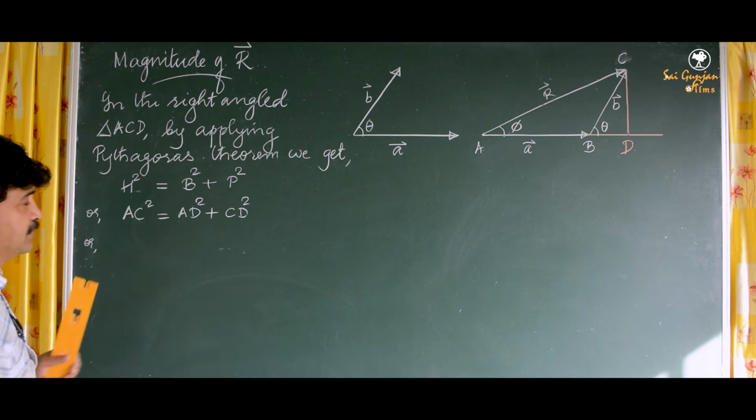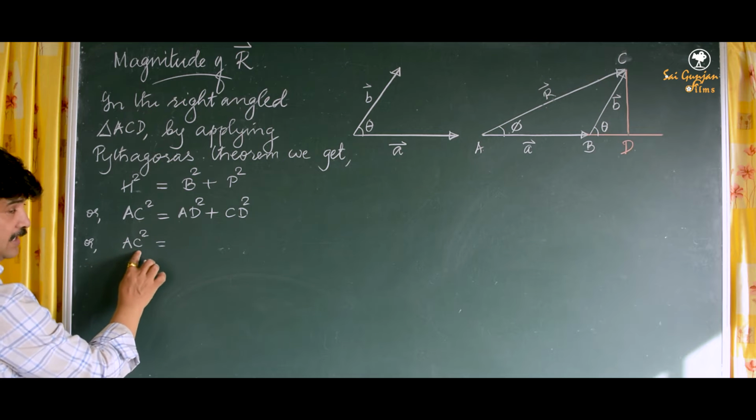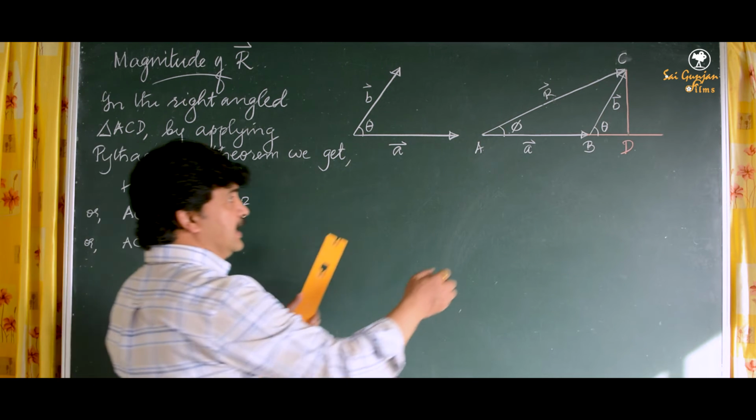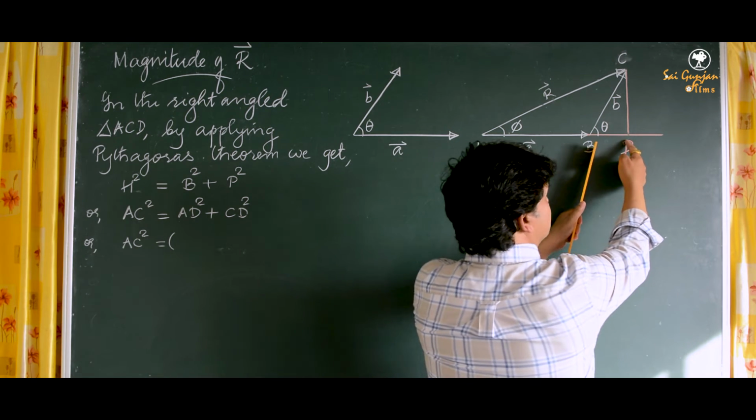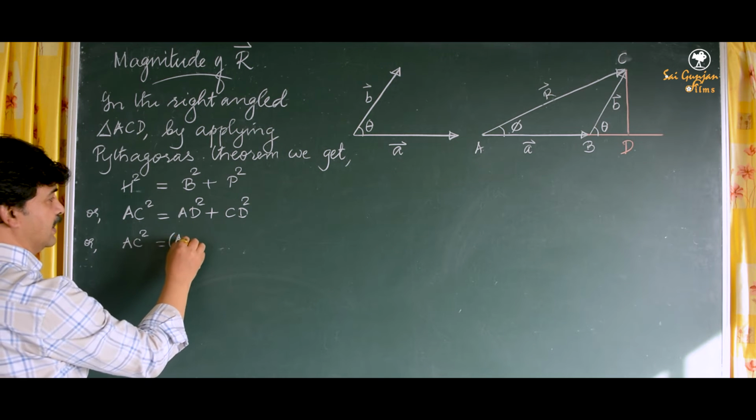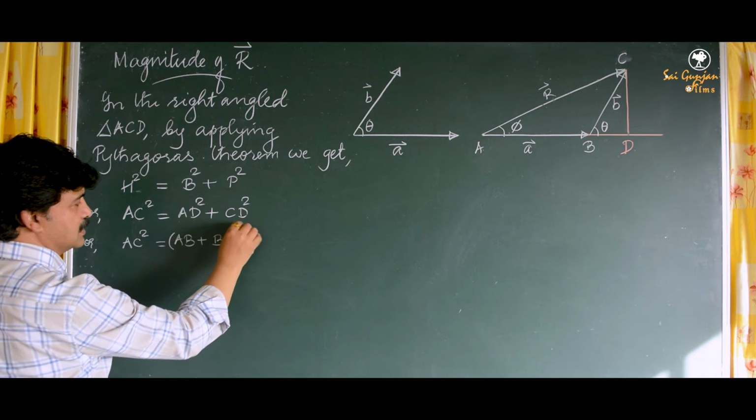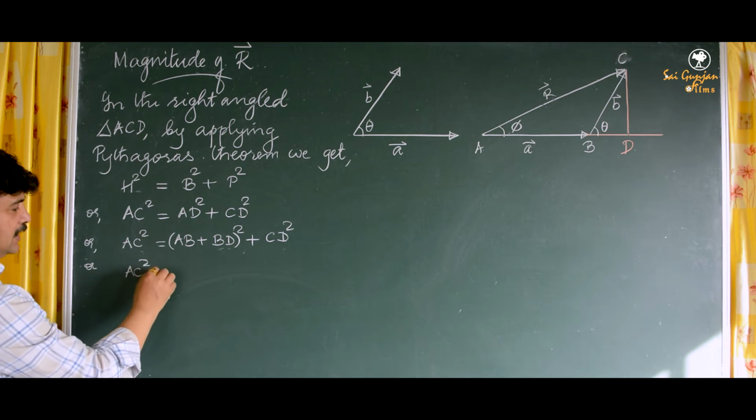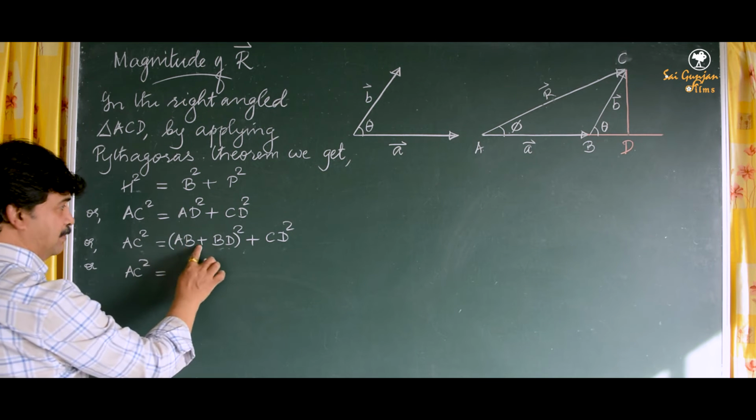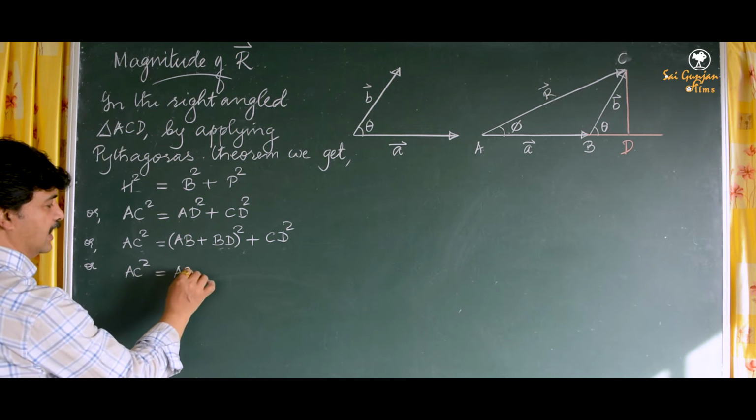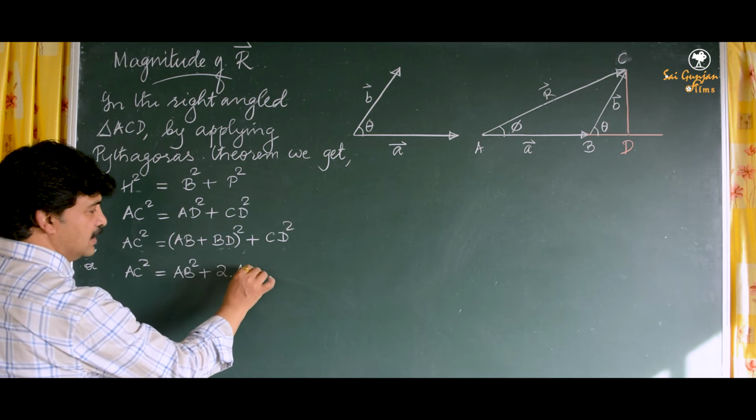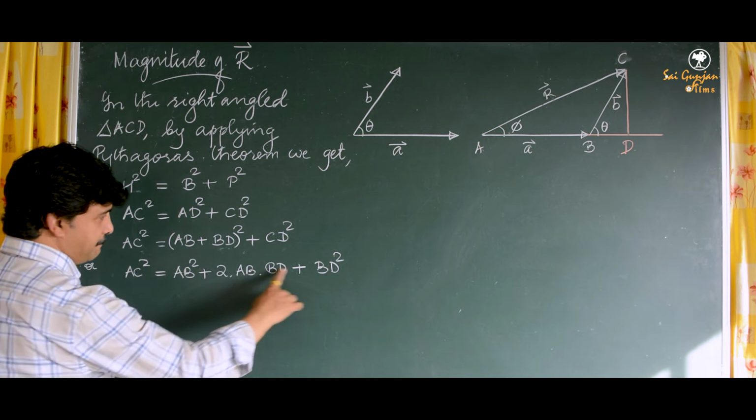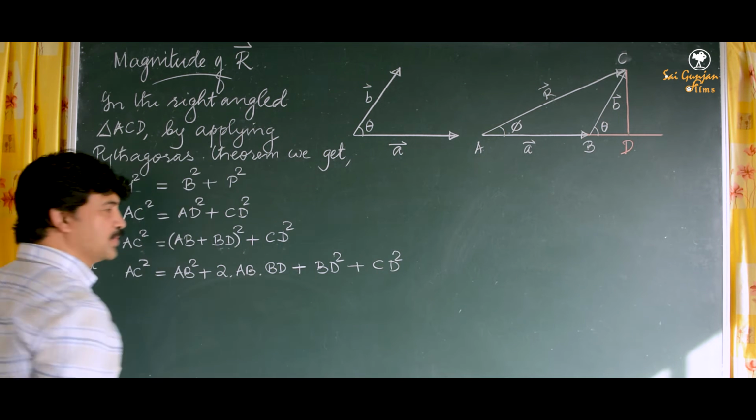Now, do we have the value of AC? Yes, so let me keep AC as AC because we have the value. What about AD? AD, you can see, is the sum of AB and BD. That's why it is the square of the sum of AB and BD, plus CD square. Now let's expand it using the formula A plus B whole square, which equals A square plus 2AB plus B square. Now the leftover is CD square.